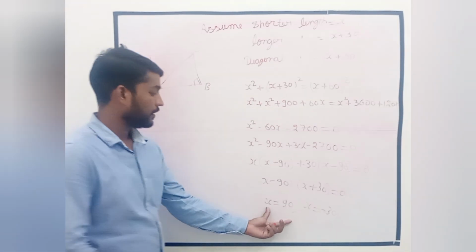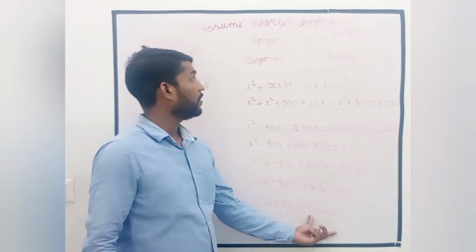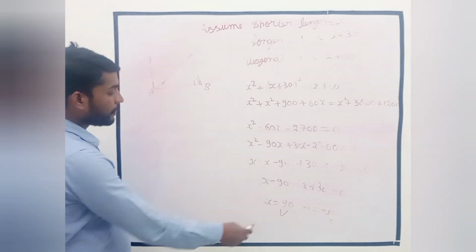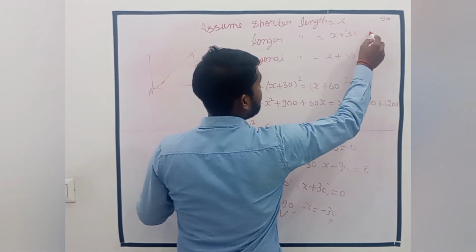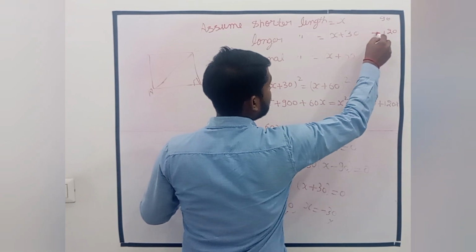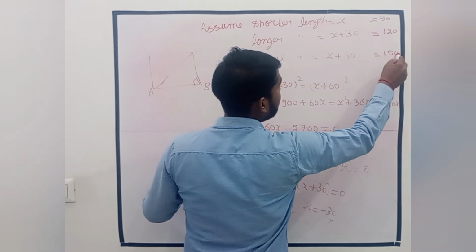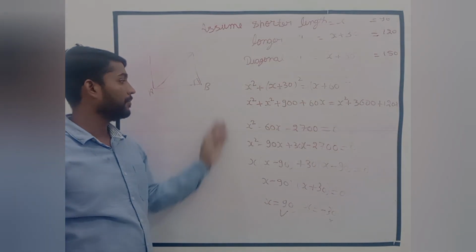That means this value can be accepted and this will be eliminated, because the length of the diagonal or shorter distance cannot be negative, because this is a real value, and therefore the shorter distance is 90, and that means the longer side will become 120, and the diagonal will become 150. And these are the answers, and all of the lengths can be calculated by the method.